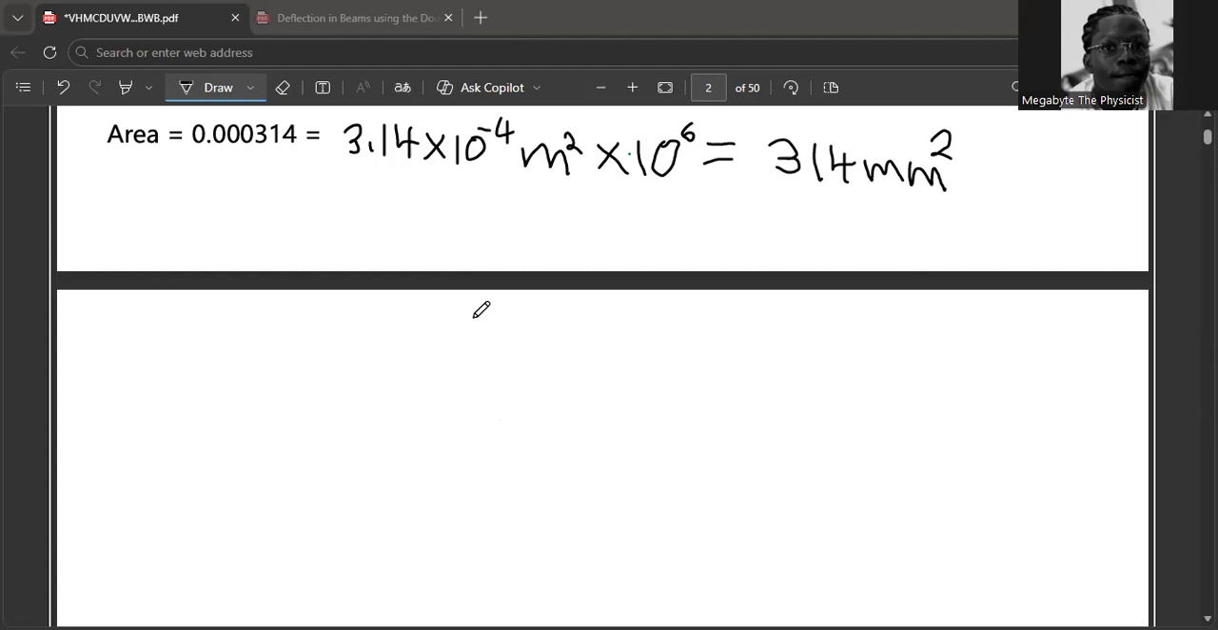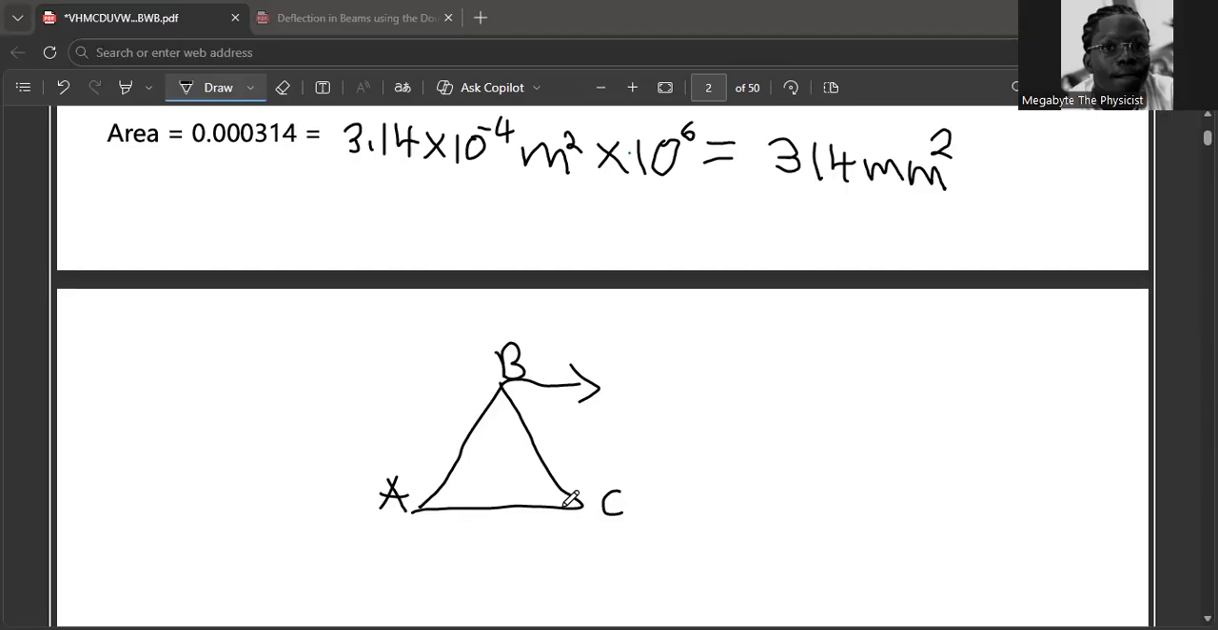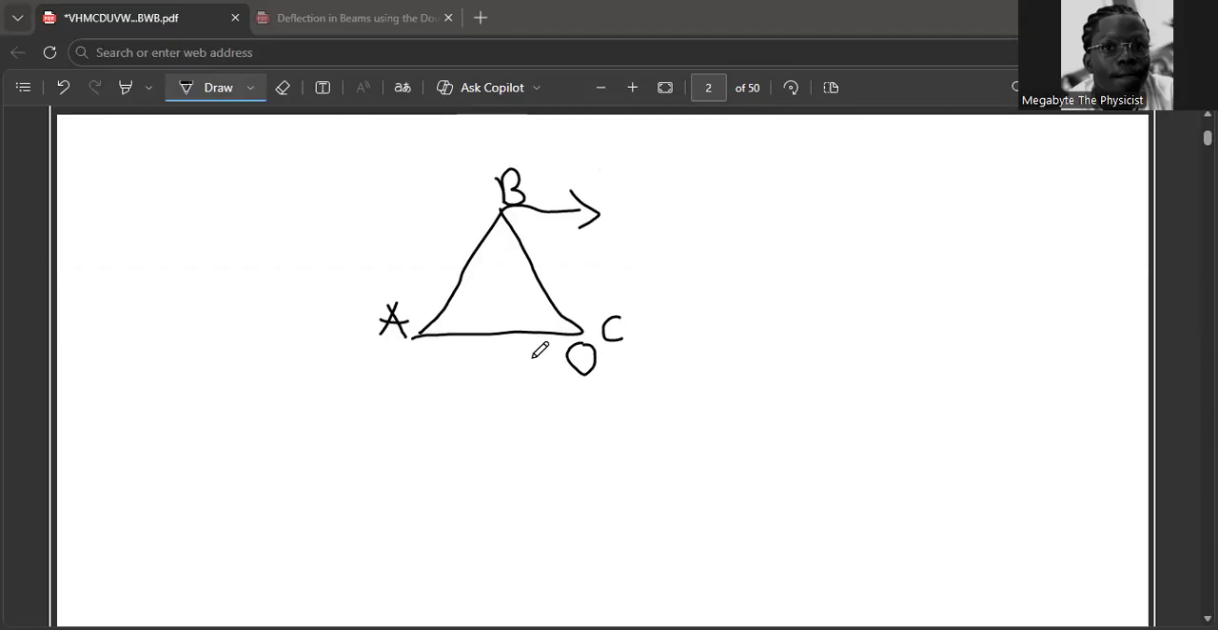So this is the diagram that was given to us. I think this is our B, this is A, and also this is C. We had a roller over here. We also have a hinge support over here.